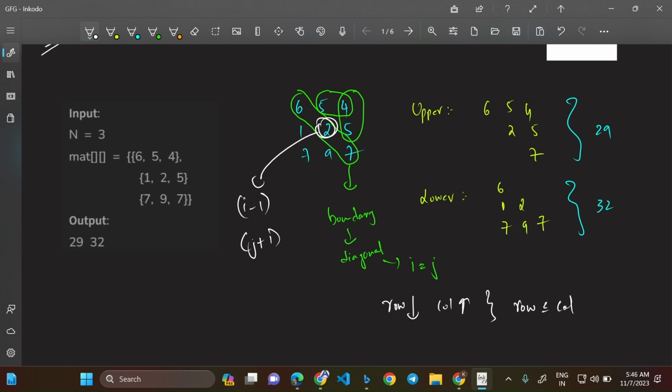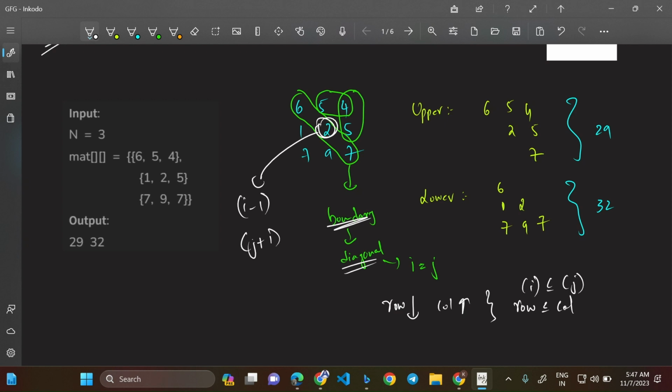When your row, that is I, is less than or equal to j, all those elements will be categorized as the upper triangle elements. This diagonal is the boundary. That is the main case, very evident, right? The boundary, and above it or right side of it is what we consider upper, and below it or left of it is what we consider lower. That's crystal clear.